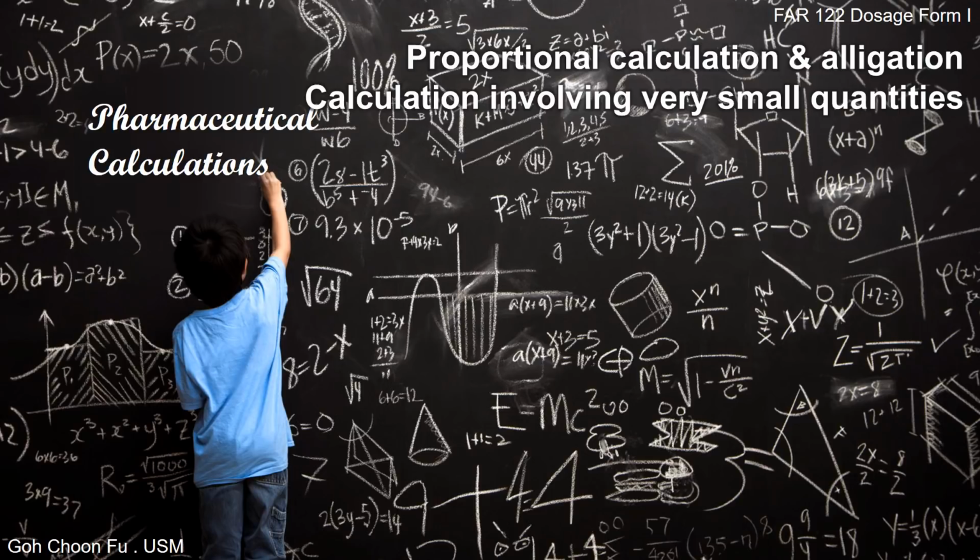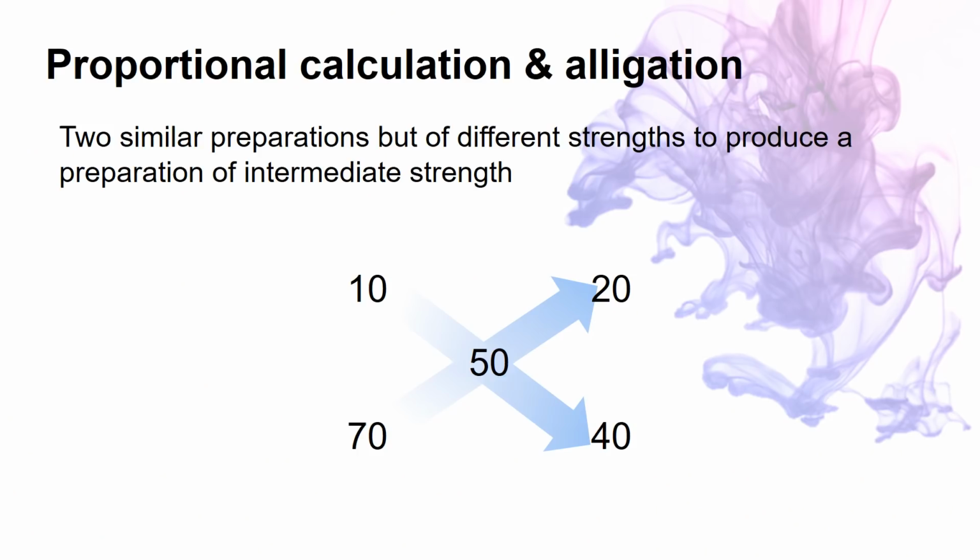In the fourth lecture of Pharmaceutical Calculations, we will be talking about proportional calculations and alligations, as well as calculations involving very small quantities, either for solid or liquid. Let's look at the first topic of this lecture, proportional calculations and alligations.